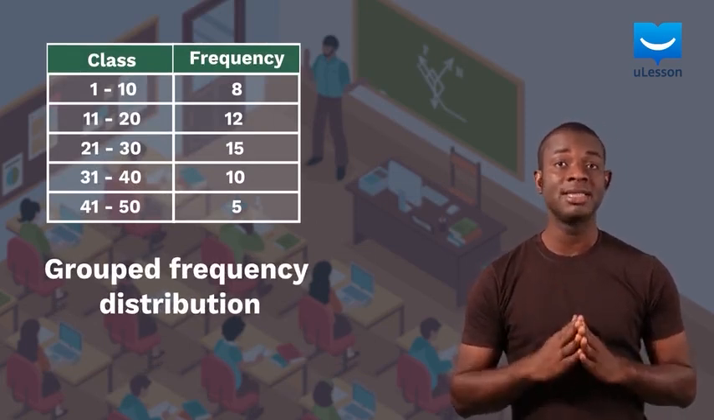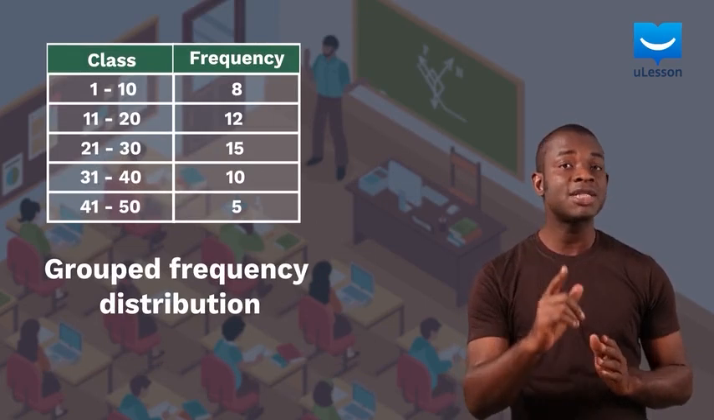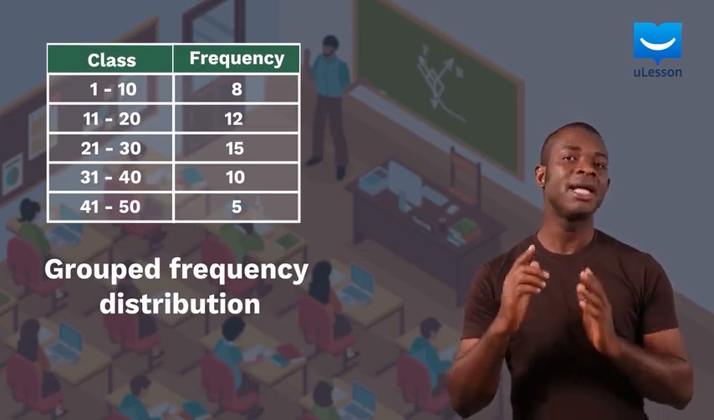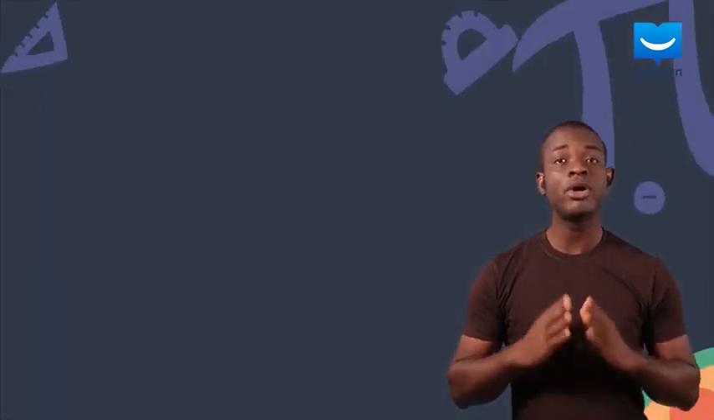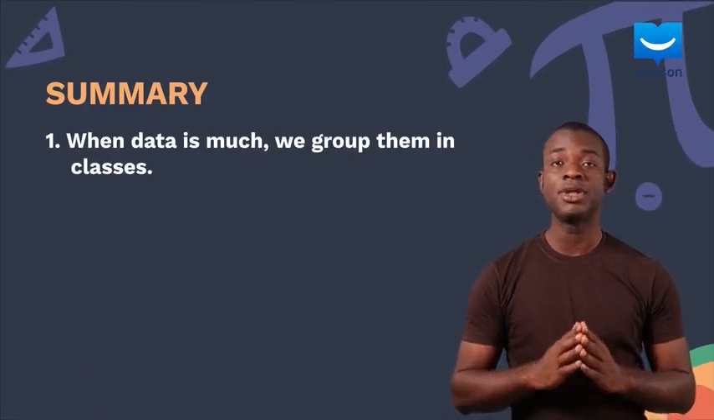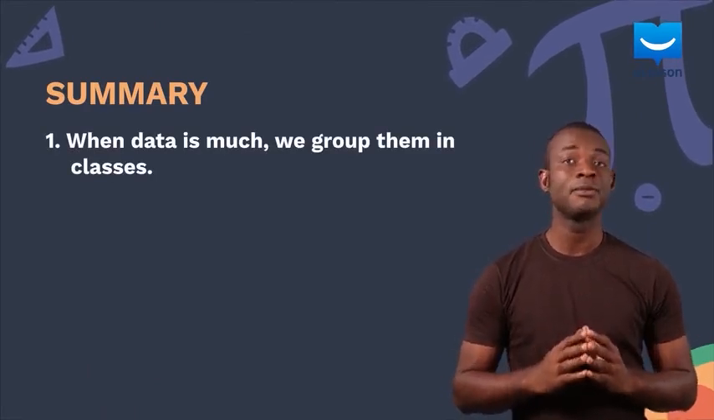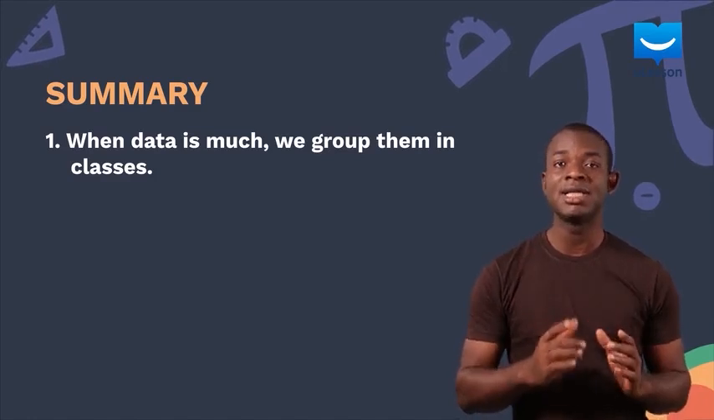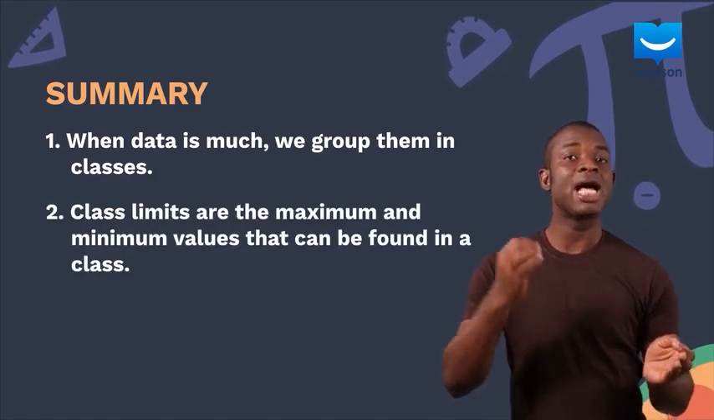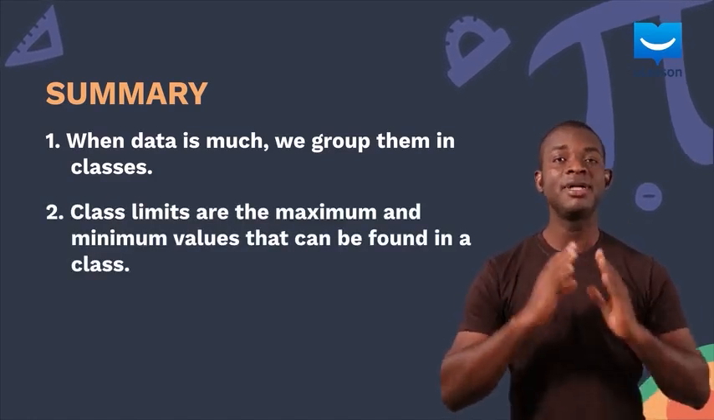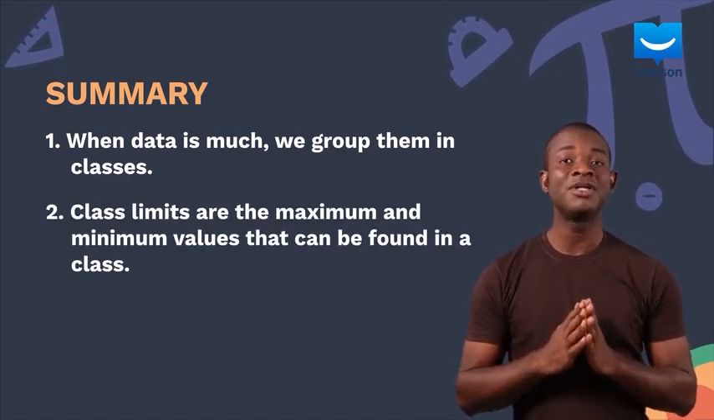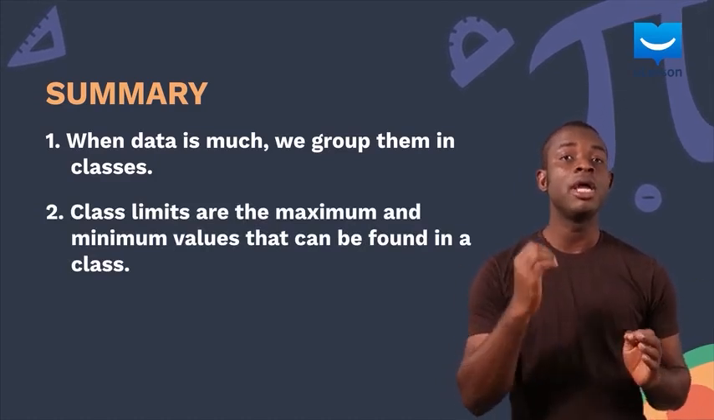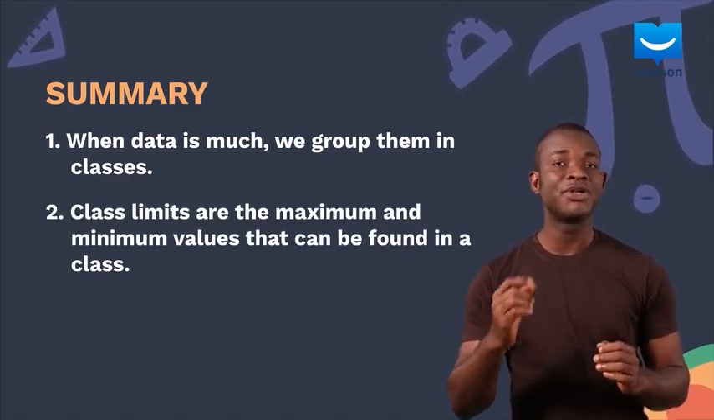In subsequent lessons, we will be looking at class boundaries and how they differ from class limits. But we already know that when data is much, it is grouped into classes. These classes have limits which are called class limits, and they are the maximum and minimum values that can be found in a class. To crown it all, we can now draw a grouped frequency distribution table.